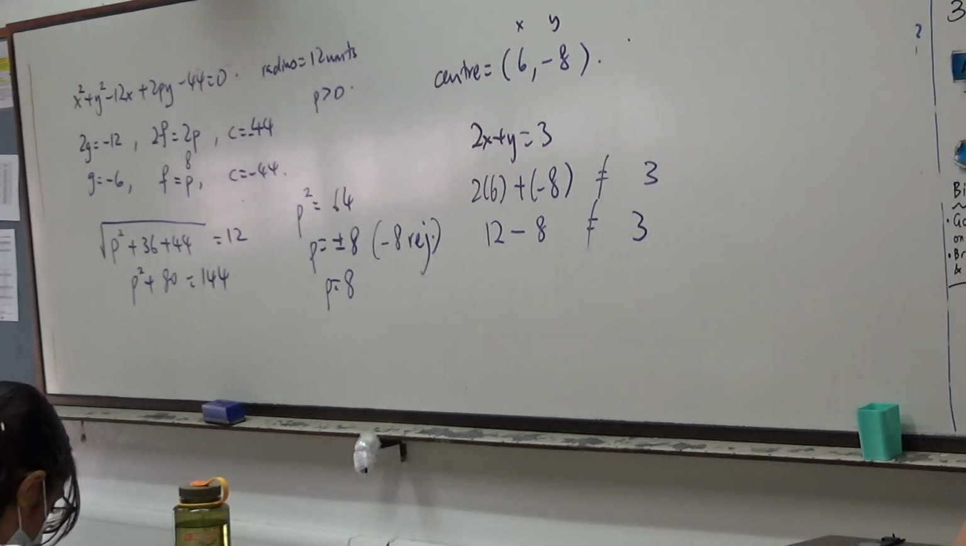Last part. Another circle C2 passes through the origin and has the same center as C1. Find the equation of C2.